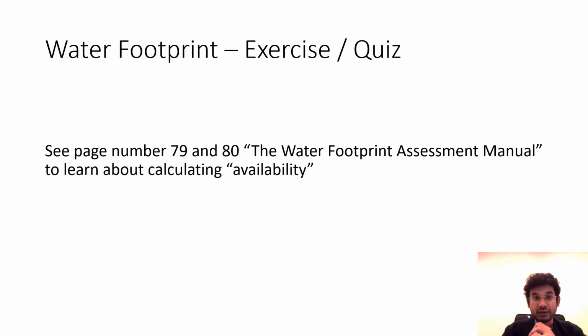So what I would encourage you to do is to read pages 79 and 80 from the Water Footprint Assessment Manual. Basically, I talked about the scarcity being the ratio of the water footprint in total to that of the water that is available. So they give you a method of calculating the availability. So please go and check it out. I might ask you in a quiz when we actually have a one-to-one chat.